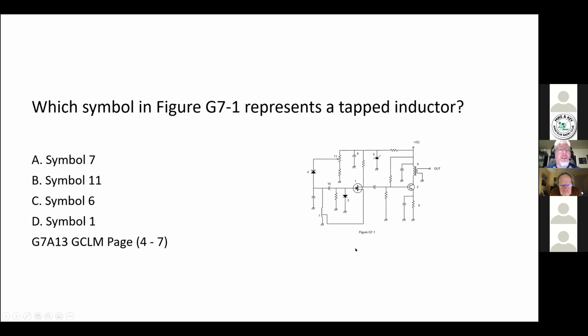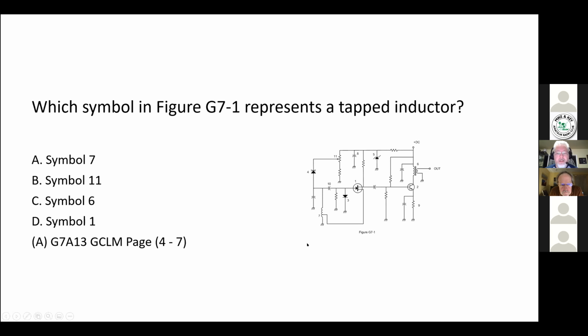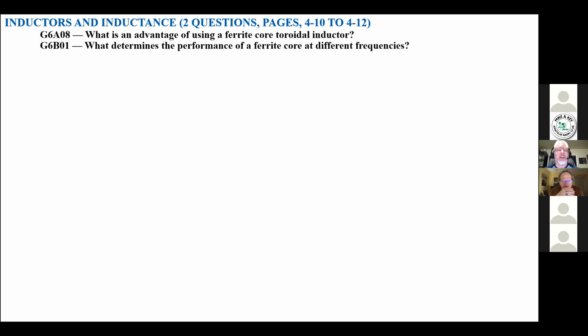Which symbol in figure G7-1 represents a tapped inductor? Alpha, number 7. Alpha is correct, and it's right down here. Yeah, that makes it variable. That's center tap. So that's the tuning of that circuit. Okay. Enough schematics. So inductors and inductance, there's only 2 questions on this one.